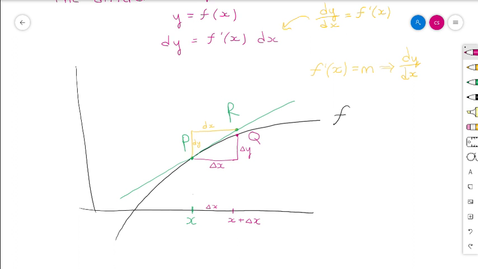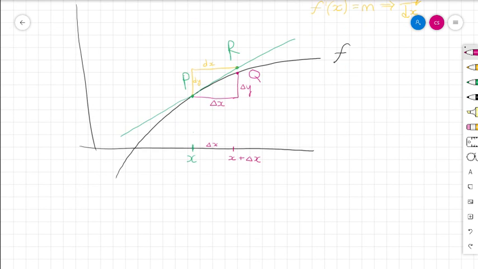All right, so some observations. Delta x and dx are the same. The differential dx and delta x, change in x, are the same. This whole distance going from P to R, that's dy, but then delta y is just the smaller distance, the vertical distance from P to Q.